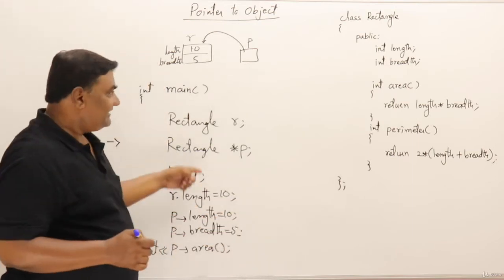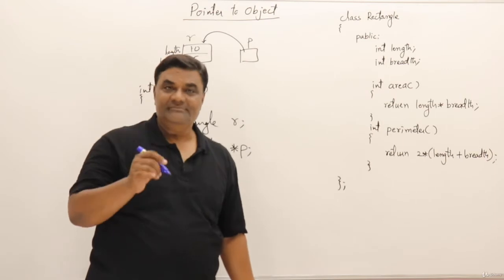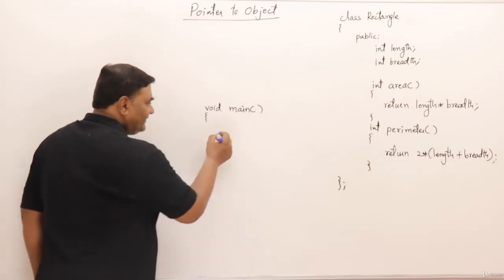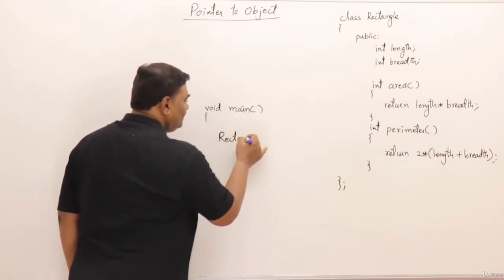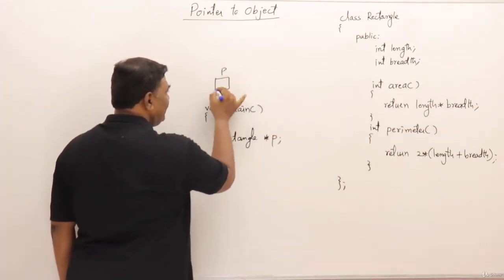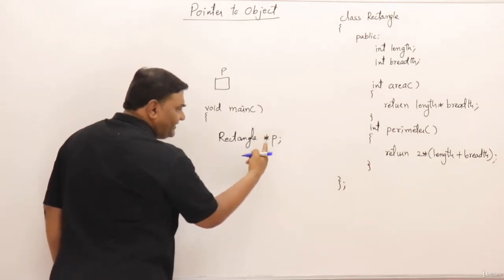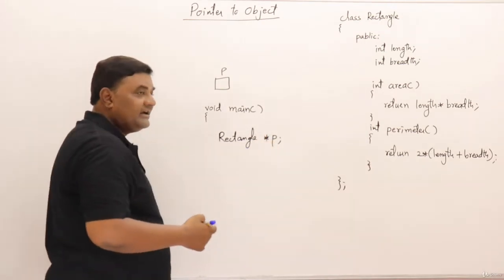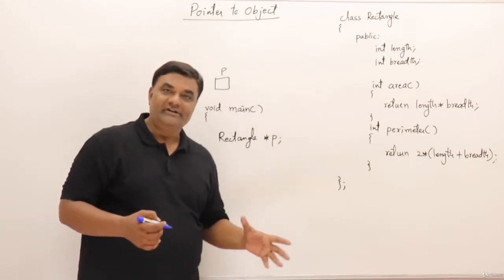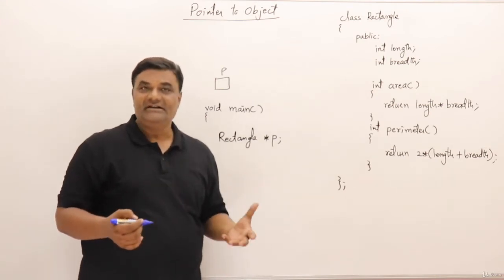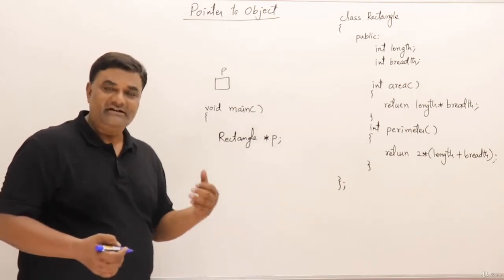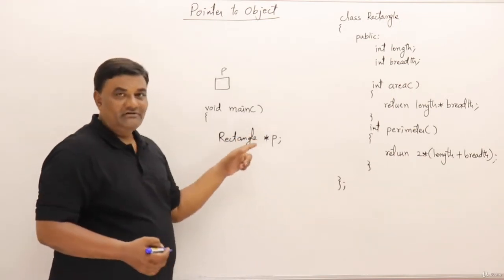Now next I will remove this and show you how to create an object in the heap. Let us see how to create an object in the heap using a pointer. Rectangle star pointer. We know that the pointer will be created inside the stack, whatever variables you declare. And one more thing, what is the size of the pointer? How many bytes will it take? Every pointer takes 2 bytes only as per our assumption. Actually it depends on the compiler, it may take 4 bytes also. So we are saying that it will take 2 bytes. All pointers take 2 bytes, integer pointer, character pointer, any pointer.